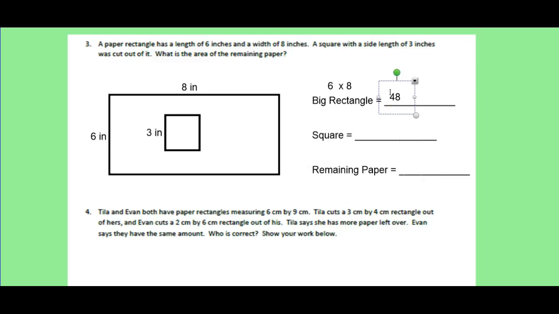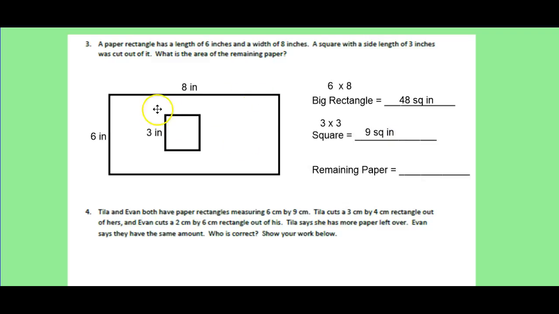Okay, so 6 times 8 is 48, and it's 48 square inches, so make sure you put your square inches right there. And now the square. We know one side length is 3, so that means all side lengths are 3, so we are just going to do 3 times 3. So I want you to find the area of the square and write that down right here on your paper, and push play when you're ready to check it. Okay, so 3 times 3 is 9, so the area of the square is 9 square inches.